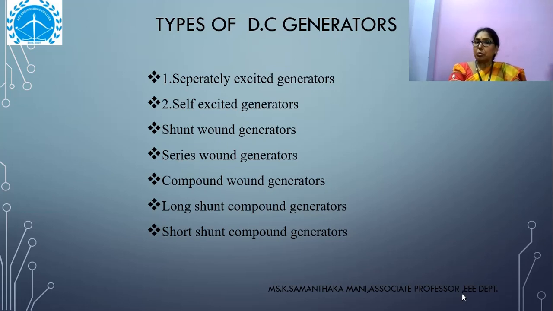Then what is the difference between these two? We have to understand. In separately excited generators, the field winding is excited by a separate source. But in self-excited generators, the voltage generated by the generator itself is used for the excitation of the winding. Again there is a classification for the self-excited generators: shunt wound generator, series wound generator and compound wound generator. In turn, the compound wound generator has two types, known as long shunt compound generator and short shunt compound generator, based on the way in which the shunt windings are connected.